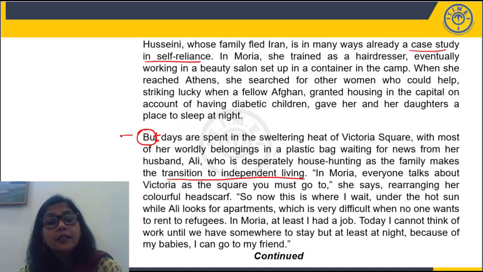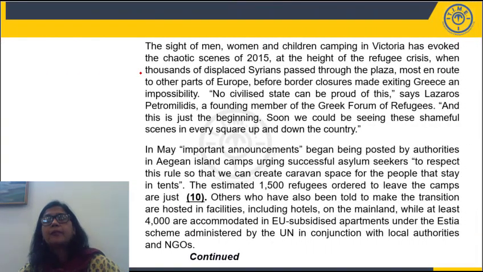So, what is this conjunction doing over here? The earlier paragraph shows Hosseini as a case study in self-reliance, and how she has been able to fend for herself and her family and do something positive for her future. The next paragraph, starting with a but, tells us all the problems that she's facing, the trials and travails of her life. Please read.